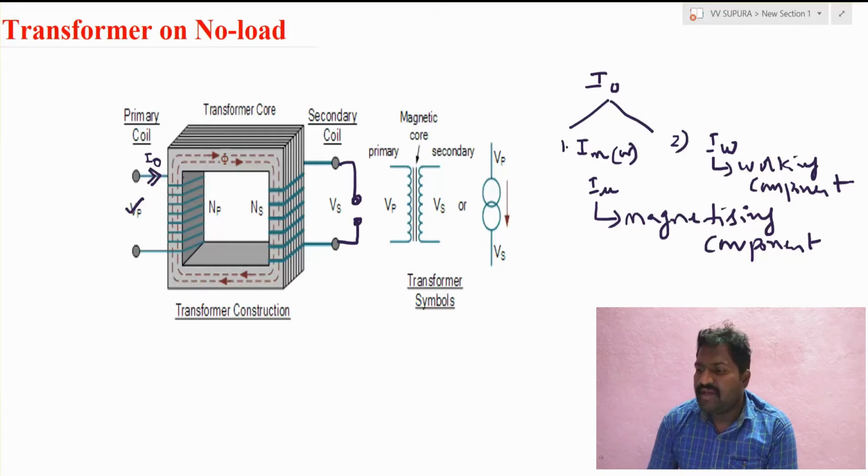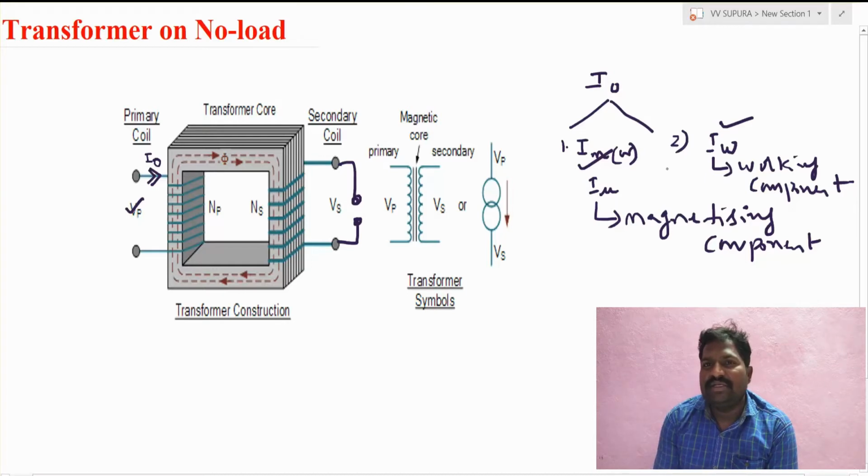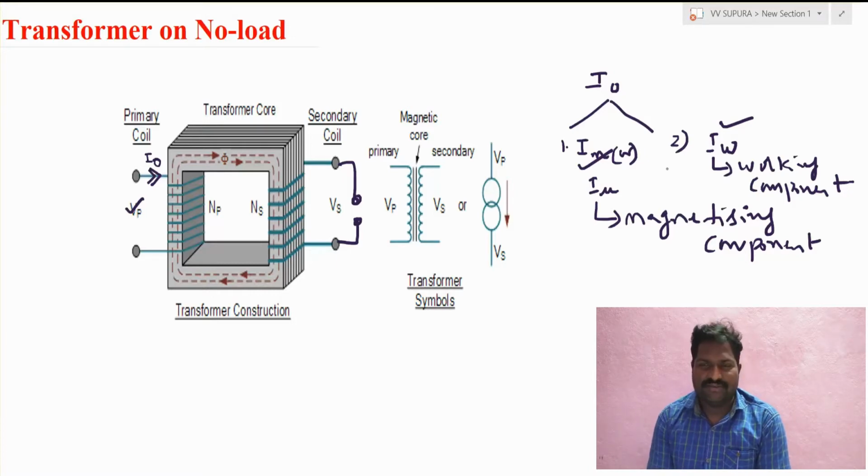Here the magnetizing current is responsible for generating the flux in the core, and this working component IW is responsible for overcoming the no load losses, that is hysteresis losses and eddy current losses. Those are called iron losses.